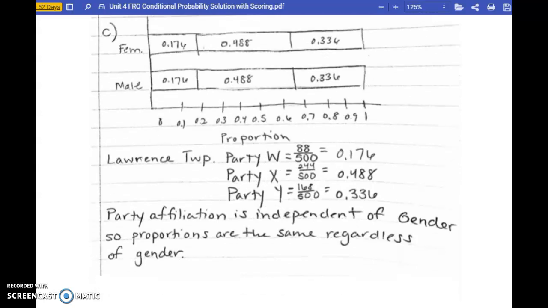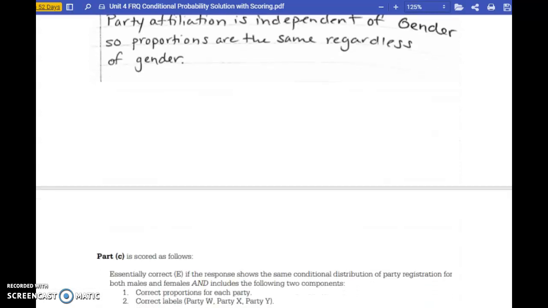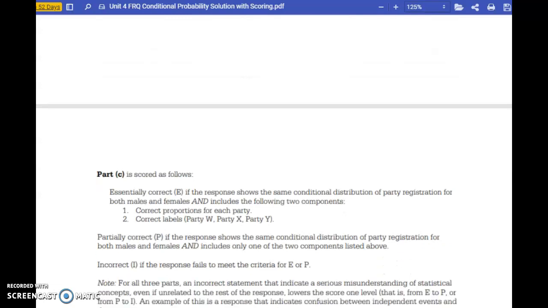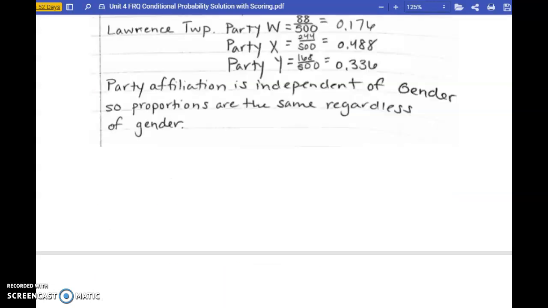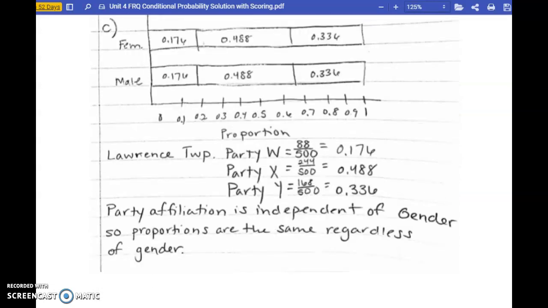And then scoring, I think I got a P on this one. Let's see. You're essentially correct if the response shows the same conditional distribution of party registration for both males and females. That means both of these bars look the same. Or you list both of these probabilities.